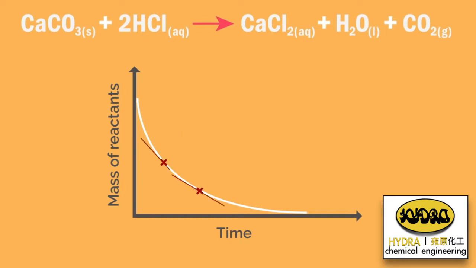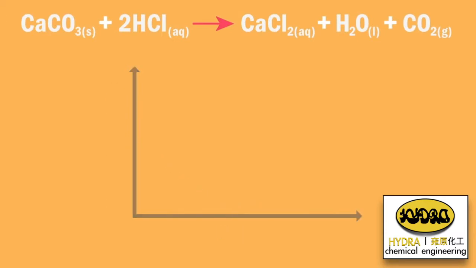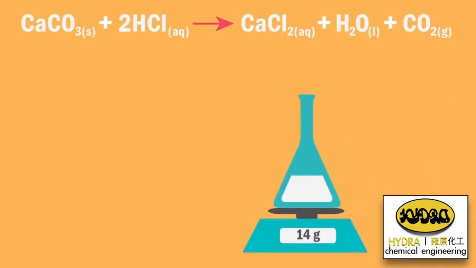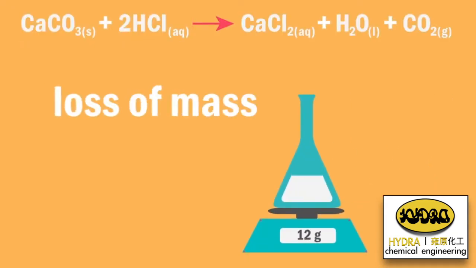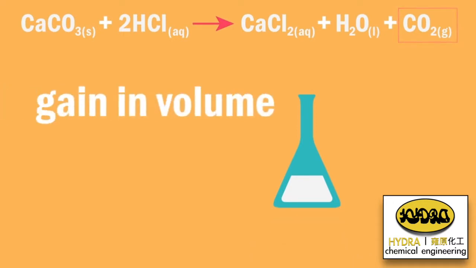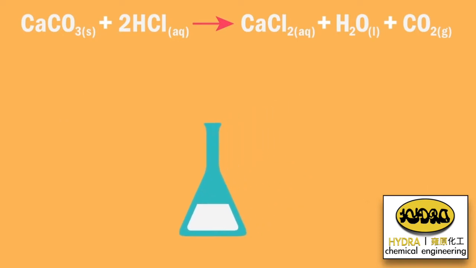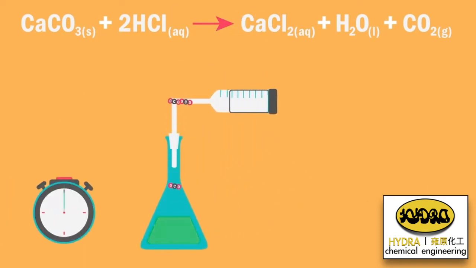The answer is that the rate of reaction slows down. In other words, the rate decreases. Did you get it right? Do you remember there's another method we mentioned earlier? Consider the same reaction. Instead of measuring the loss of mass of the reactant, we can measure the gain in volume of the product, carbon dioxide, using an apparatus like this.